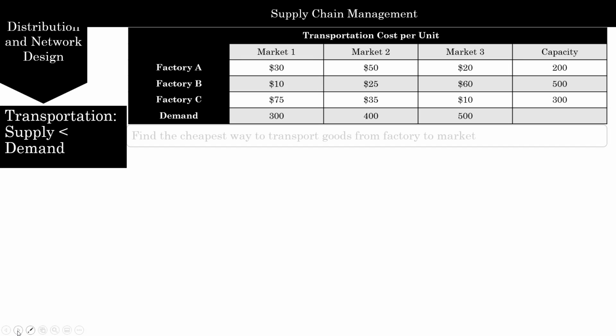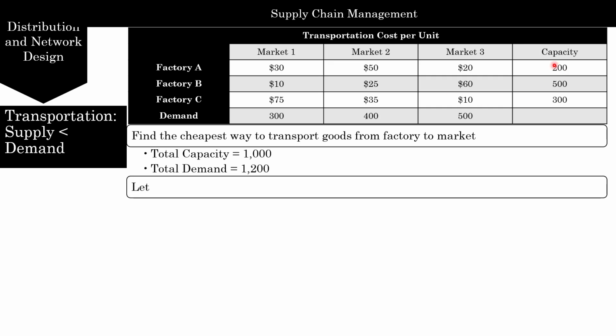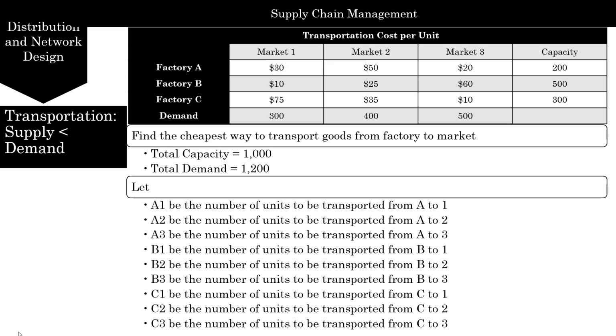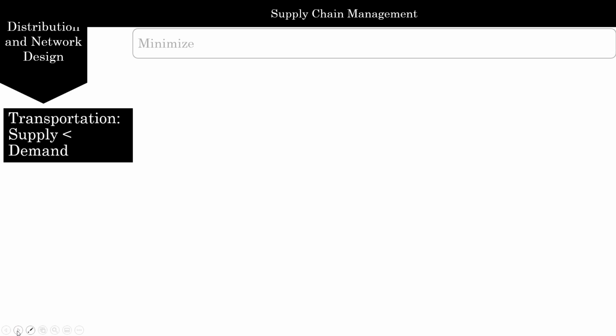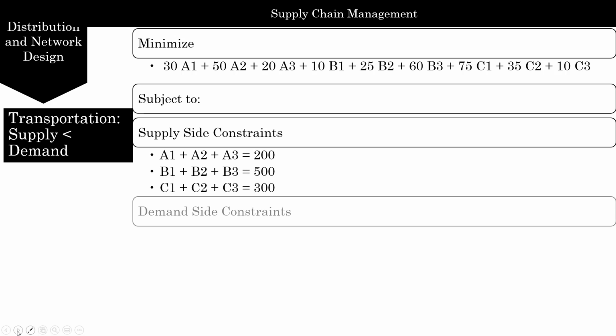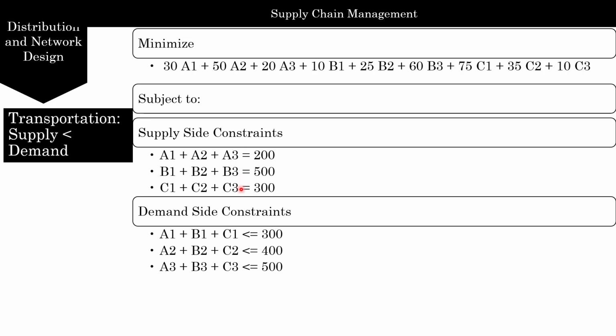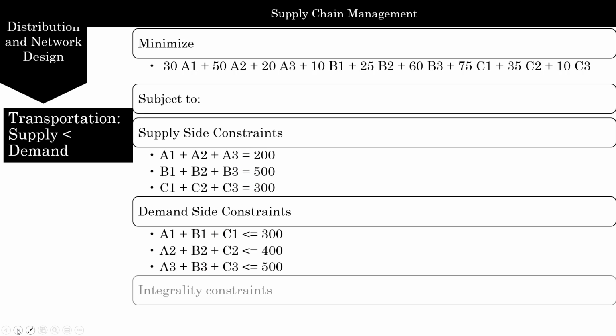So nothing much changes. In this case, your total capacity is 1000, total demand is 1200. Everything else remains the same. So I'm going to jump through this, and the only difference is your supply side constraints will have an equal to, and your demand side constraints will have a less than or equal to. Because supply is less than demand, you will send everything you have, your entire capacity of 1000, but you will never be able to meet your demand of 1200. And that's why this is equal to, and this is less than or equal to.